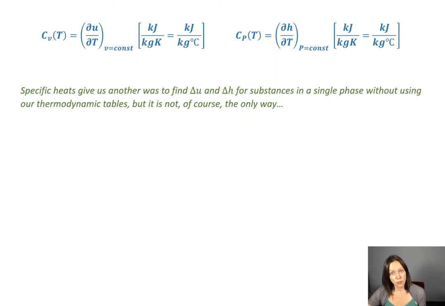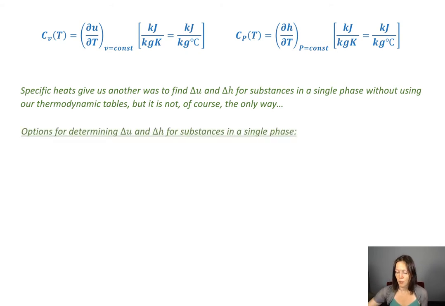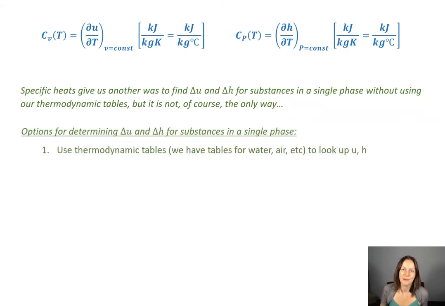All right, so these CP and CV relationships give us a way to calculate delta U's and delta H's for a substance in a single phase without using those thermodynamic tables. But of course, we could use the thermodynamic tables. We've got a couple of options for calculating delta U's and delta H's. So let's talk about what those are. Number one, we could use those thermodynamic tables. We've been using the ones for water. We can use those, but we actually also have some for air.